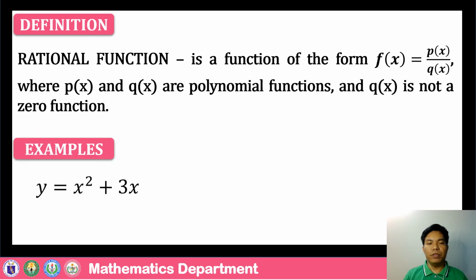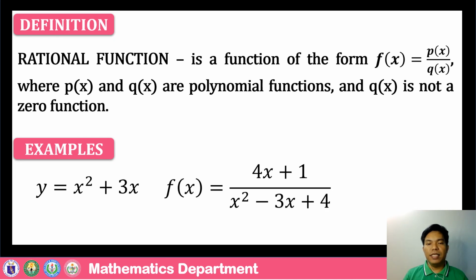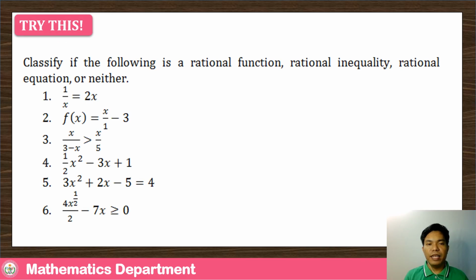Here are some examples. Y is equal to x squared plus 3x. Now remember that y is the same as f of x. Second, f of x is equal to 4x plus 1 over x squared minus 3x plus 4. And number 3, f of x is equal to 2 over x. And for the last part of this video lesson, please try to answer the following. Classify if the following is a rational function, rational inequality, rational equation, or neither of the three.